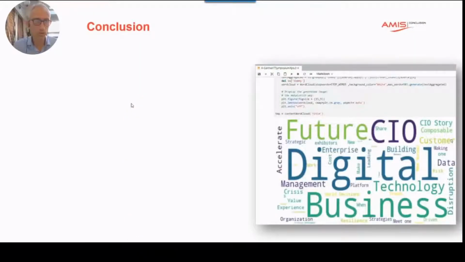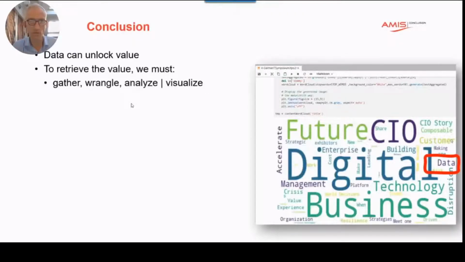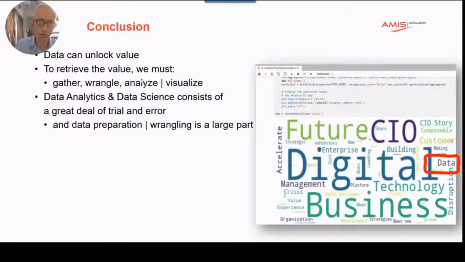So, my conclusion, data can unlock value. There's much value in data, insights. We can see trends. We can make decisions based on data. But in order to get at that value, we have to do some things. We have to gather data, raw data. We have to wrangle that data, get it into the right shape, enrich it, and then we start analyzing and visualizing the data. And this whole process consists of a lot of trial and error. It's like working in a lab.